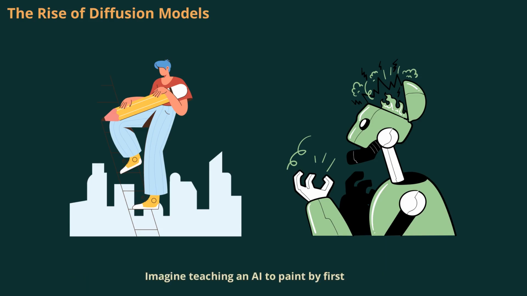Imagine teaching an AI to paint by first learning how to remove noise from random static, then working backwards to create masterpieces from chaos. This process, inspired by physics and thermodynamics, allows AI to generate stunning, realistic images from simple text descriptions. As we explore the magic behind diffusion models, you'll see how this technology is reshaping creativity and opening new doors for artists, designers, and innovators everywhere.